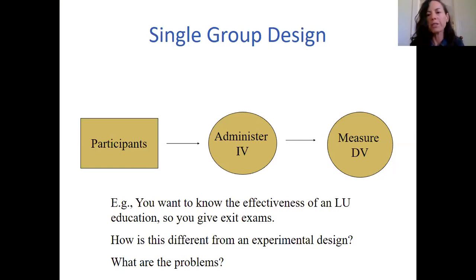Let's say, for example, you want to know the effectiveness of an LU education. So you administer the program, which is 4 years in LU education, and then you get an exit exam to see how much people learned. It's really crappy because you don't even know how much they knew in the first place. You don't know how LU education compares to any other education. You don't know what it would have been like if they didn't have an LU education. So obviously, if you wanted to do an experiment on that, you would have to randomly assign participants. And, again, it's not possible in a lot of these situations.